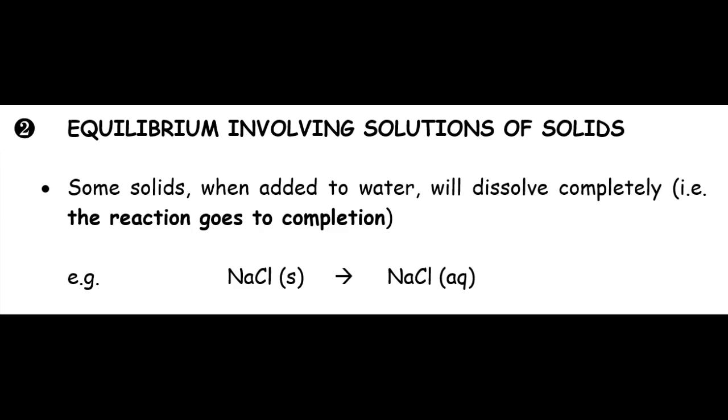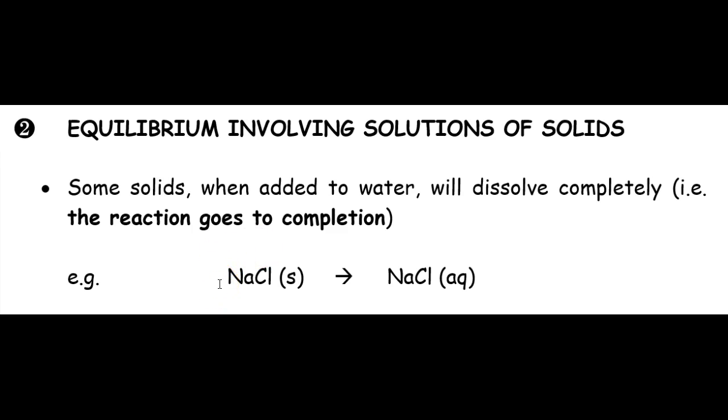Alright, so the second type of equilibrium that you might run into is an equilibrium existing between a solid that you want to dissolve in some kind of a solvent. I'm going to use the example of water because water is our universal solvent and is able to dissolve a whole lot of material. There are lots and lots of solids that when you add them to water, they will completely dissolve.